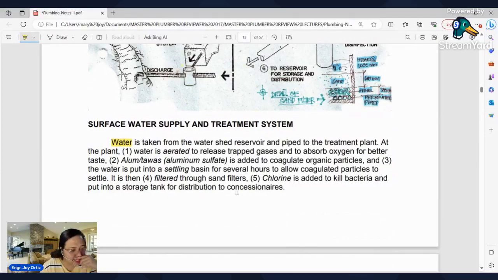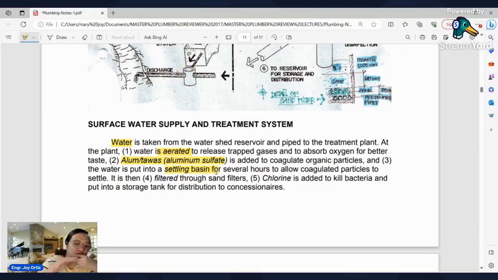So, water is taken from the watershed reservoir and piped to the treatment plant. At the plant, water is aerated, okay, to release trapped gas to absorb oxygen for better taste. Yun yung reason kung bakit meron tayong aeration. Tapos, yung alum or tawas or aluminum sulfate na tinatawag natin is added to coagulate organic particles. And water is put into settling basin for several hours to allow coagulated particles to settle.